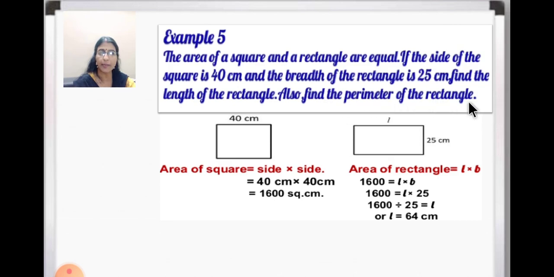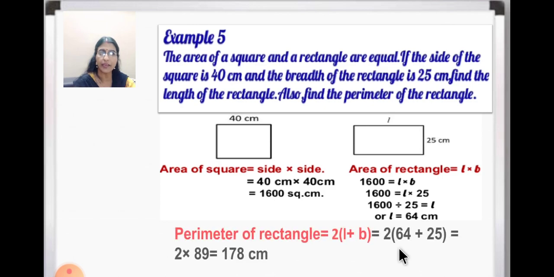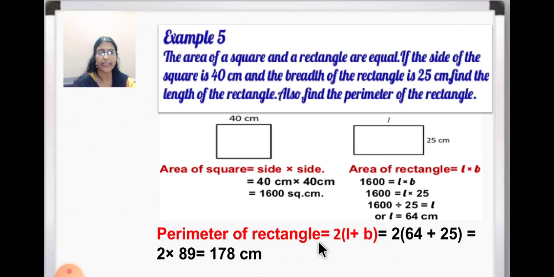Also find the perimeter of the rectangle. Now we will use the formula for perimeter of the rectangle. So perimeter of rectangle is twice length plus breadth, which is equal to twice. Now length we know, length is 64. Just now we have calculated 64 and breadth is given 25. So we are going to substitute the values. When you add these, you will get 89. 2 into 89 is equal to 178 centimeter. This is example number 5 of this chapter.